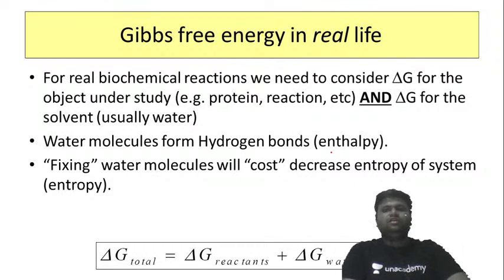For Gibbs free energy in real life biochemical reactions, we need to consider delta G for the object under study, for example the protein or the reaction, and delta G for the solvent, usually water. The water molecules form hydrogen bonds, and fixing the water molecules will cause decreased entropy of the system. So delta G total is given by the delta G of the reactants plus delta G of water.